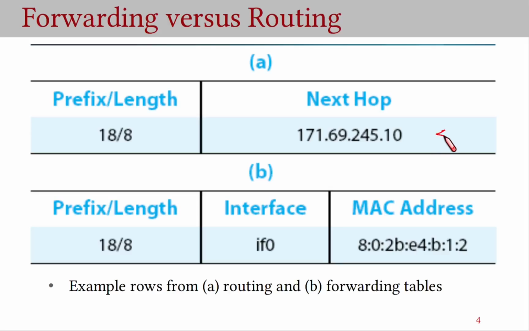Here is an example. This shows an entry in a routing table and this one shows an entry in a forwarding table. The entry in the routing table is saying that in order to reach network 18, the packets have to be sent to this router whose IP address is 171.69.245.10. And the corresponding entry in the forwarding table specifies which interface to send those packets to and what MAC address to use. So this presumably is the MAC address of this router.